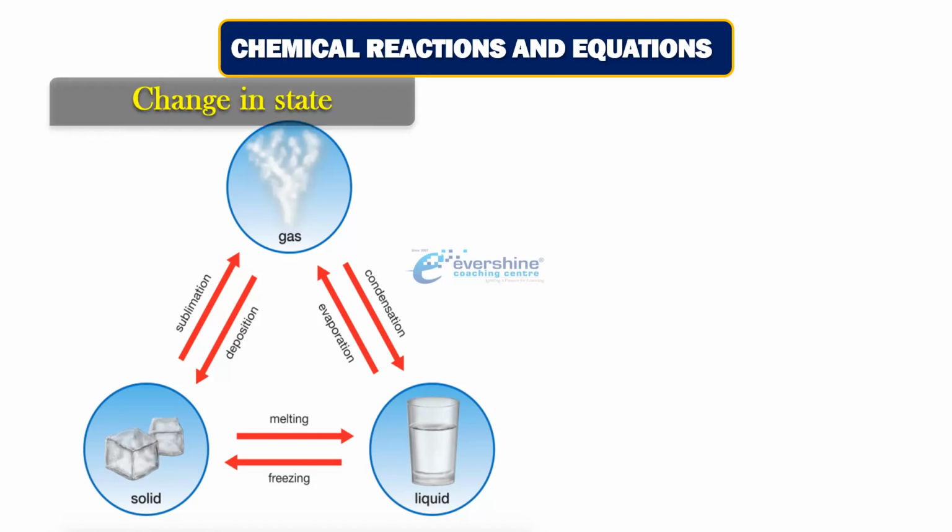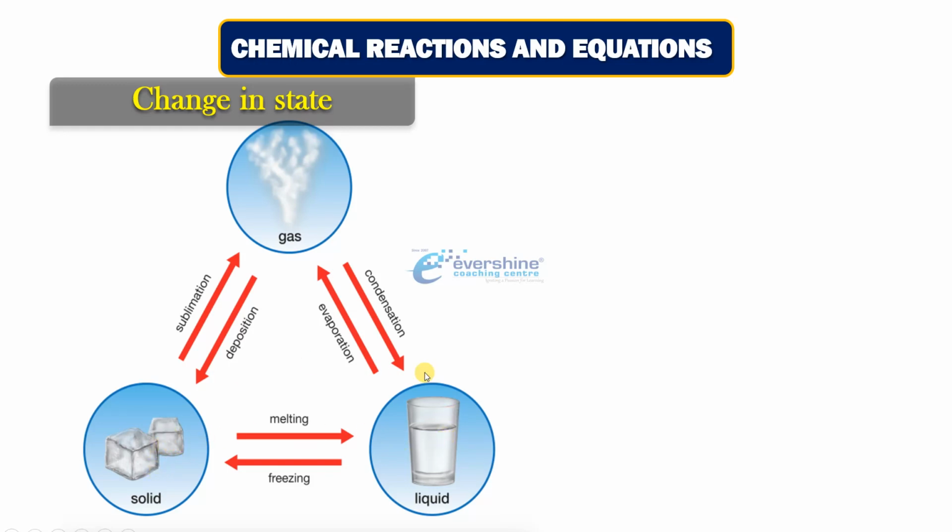As we have already seen in our previous class, the meaning of chemical reactions, and also how to identify whether a chemical reaction has taken place. Now as you can see here, there is a change in state, solid to liquid, liquid to gas or gas to solid. The state can change in either of the ways.